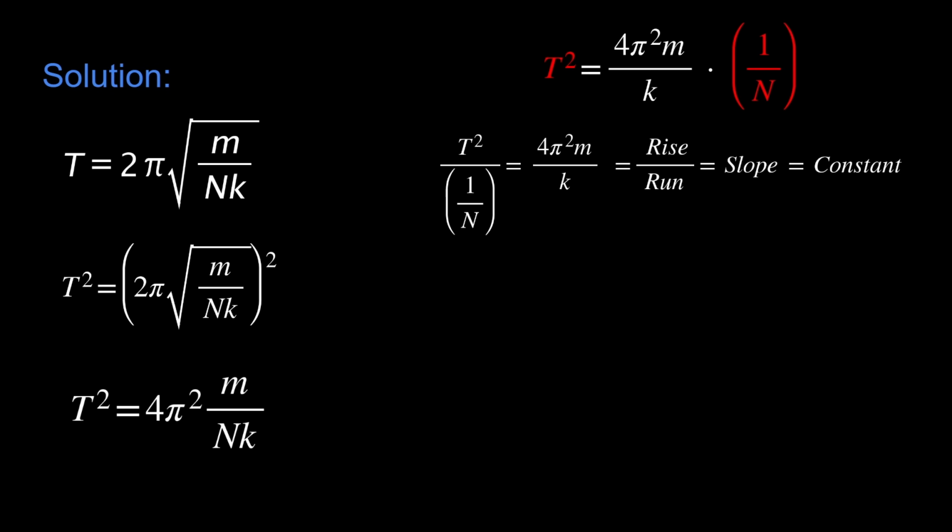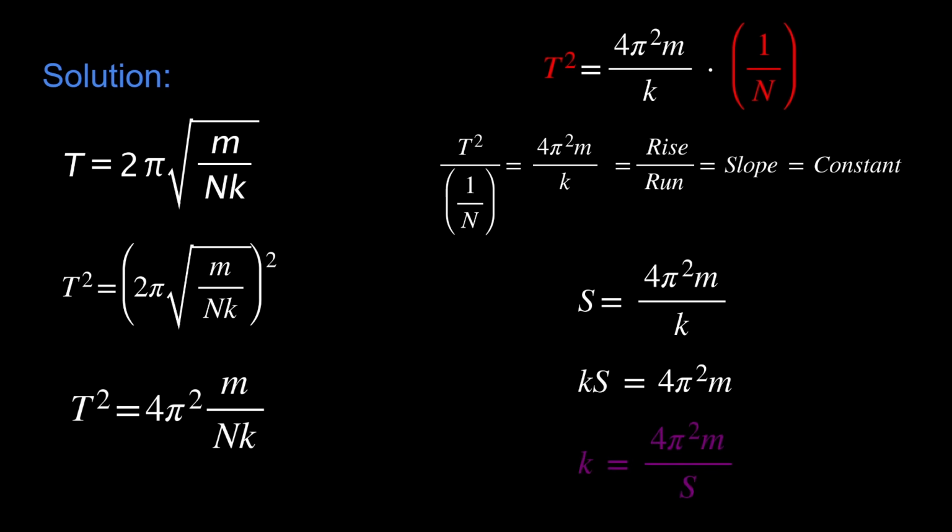And just to be more explicit about it, we can divide by 1 over n. And we can see that dividing these two quantities gives us a constant value equal to our slope. So the slope of this line is equal to 4 pi squared m over k. So if the slope is equal to 4 pi squared m over k, that means ks is equal to 4 pi squared m. So k is just 4 pi squared m divided by the slope. You would typically compute the slope as a number here and do it explicitly, but we just did it symbolically here. This is a must-know skill.